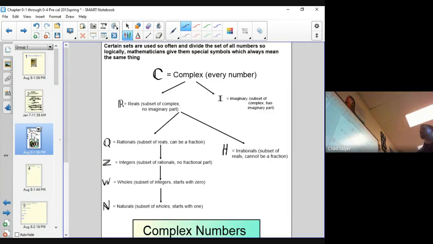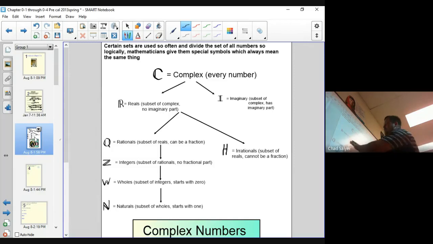Okay, now let's talk about some number sets that are used so often that we have a special symbol for them. So first of all, the complex number set. That's every number, including imaginary numbers, that you've ever heard of. Every number is a complex number. A subset of the complex numbers are the real numbers. So they have no imaginary part. And then the reals are broken up into two main subsets. The rationals, these can be expressed as a fraction, and the irrationals, these cannot be expressed as a fraction. So this would be like 17, negative 22, 4 over 5. This would be like pi or e or the square root of 2.